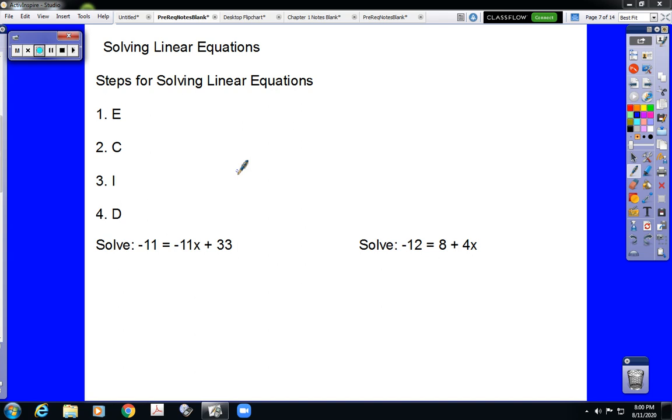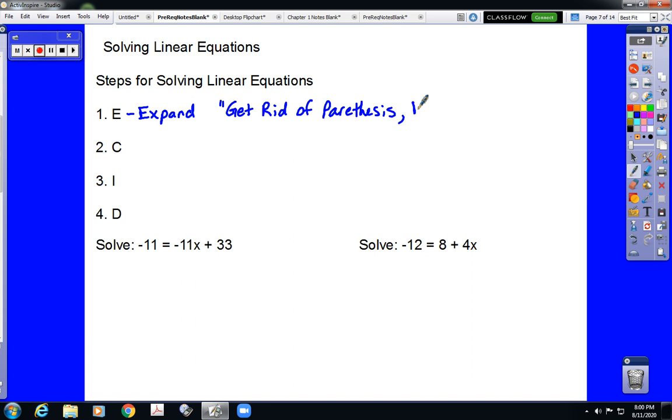And I always like to use the acronym ECID, E-C-I-D. I'll explain what that means here. So E stands for expand. Okay, what that's telling you to do is get rid of parentheses by multiplying stuff out. In other words, we're going to distribute first to eliminate any and all parentheses.